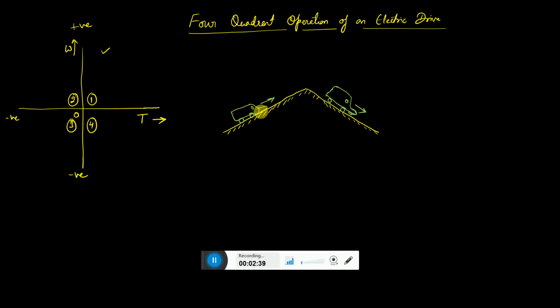Now in this particular case, when you are driving a car upward, obviously you will try to rotate the wheel in the clockwise direction, and that means you are driving it in the forward direction. Also you are giving a torque, maybe gear 1 or gear 2, and you are trying to drive in the upward direction. Here the speed is positive, and at the same time the torque is positive. You are giving a positive torque so that you are able to drive it in the forward direction.